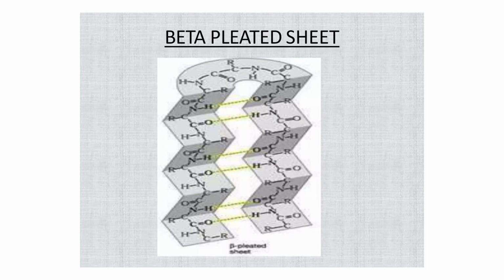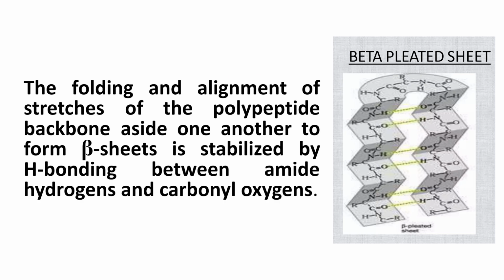Now, coming to beta pleated sheet. Beta pleated sheet is a secondary structure of protein. So, beta pleated sheets are composed of 2 or more different regions of stretches, at least 5 to 10 amino acids. The folding and alignment of stretches of the polypeptide backbone alongside one another to form beta sheets is stabilized by hydrogen bonding between amide hydrogen and carbonyl oxygen.